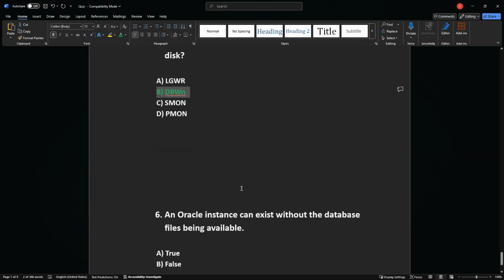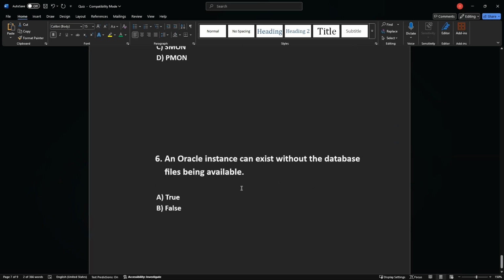Then the final question: an Oracle instance can exist without the database files being available. Is this true or false? True. That is very true. Yes, an Oracle instance can be available without your database being available. That state, what we call, is the nomount state.